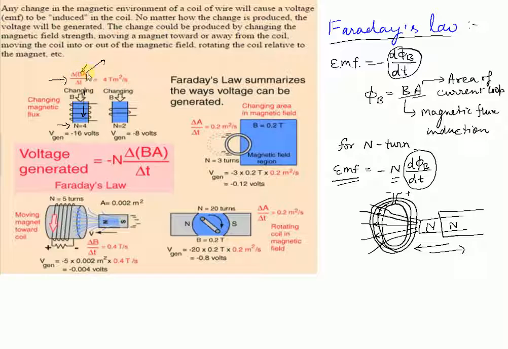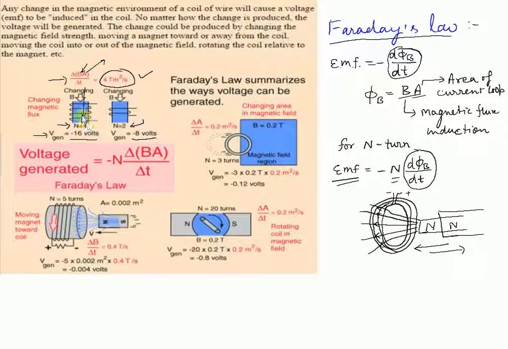Here the value of dBA/dt is given as 4 tesla meter squared per second, where tesla is the unit of magnetic flux induction, meter squared is the area unit, and the time is in seconds. So the voltage generated in this case is minus 16 volts. In this case, where N is equal to only 2 and the magnetic field, area and time are the same, dBA/dt is the same. At this rate the magnetic flux is changing, so the voltage generated will be around minus 8 volts.